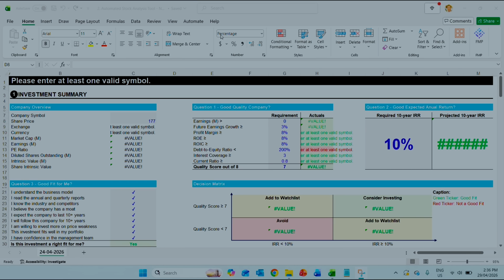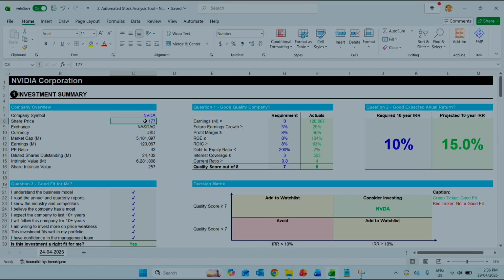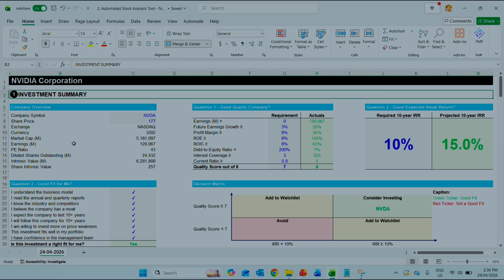Today, I'd like to analyze Nvidia. So let's start by inserting the ticker of the stock. Here we go. Share price $177. I'm happy with that, but you can change this share price down the line. That's not a problem. So let's start with the first section of the toolkit, which has three sections.